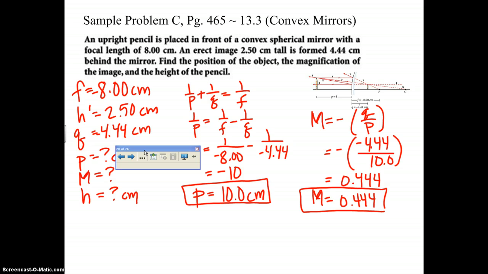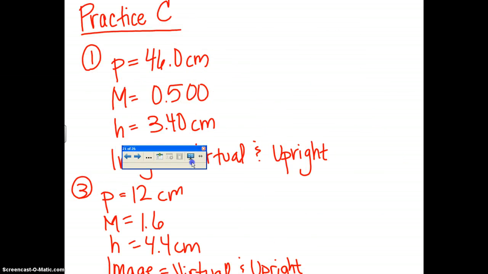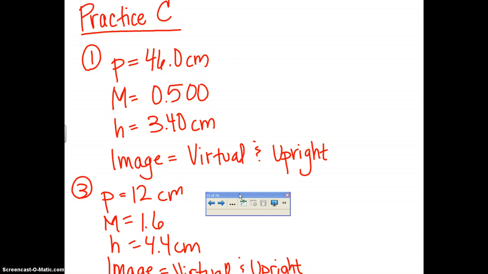Okay, and then finally, M is H prime over H, so rearranging that gives you H equals H prime over M. Plugging in and solving through for this gives you 5.63 centimeters. Here are your answers for C. Please make sure you look through these, and that is it for this section.